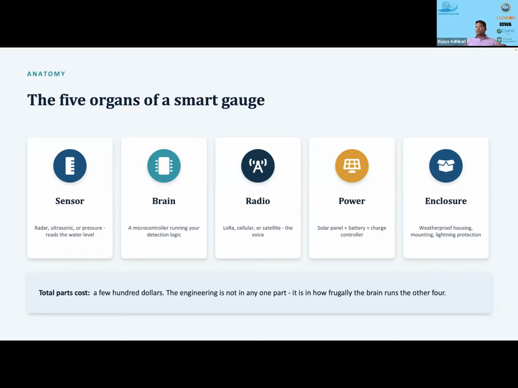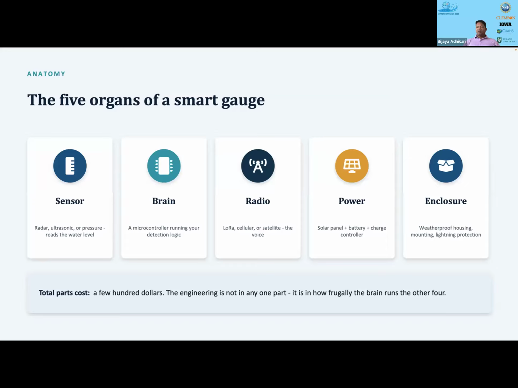And there is an enclosure. This device has to live in the field. It's not inside a house, it's not inside a warehouse. It has to be out in the wild. So there is a weatherproof housing, a mounting, probably lightning protection, and so on. It's probably tied, so it's fixed to a particular location if it sits in the river and so on.